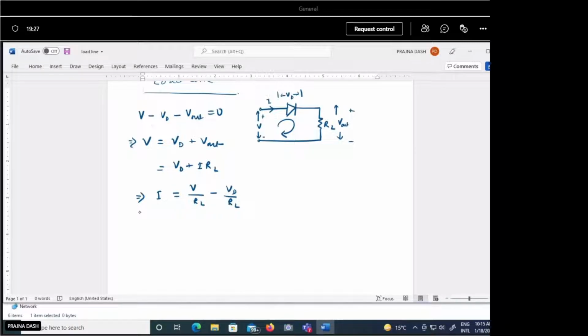So this is just in the form of Y equal to mx plus c. I is equal to 1 by RL, this is a fixed quantity, into V, minus VD by RL. So is it an equation of a straight line? If this is a constant quantity and this is a constant quantity, then Y is equal to mx plus c. In this form we are getting a linear relationship. First, the slope of this will be 1 by RL. So this represents a linear line, and this is called the equation for your load line.